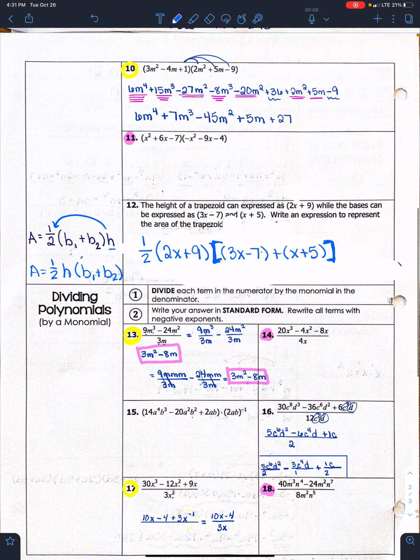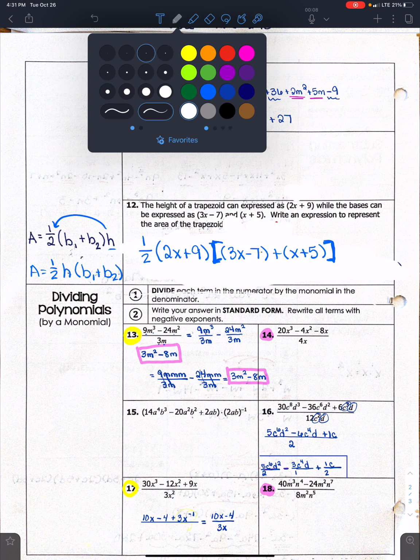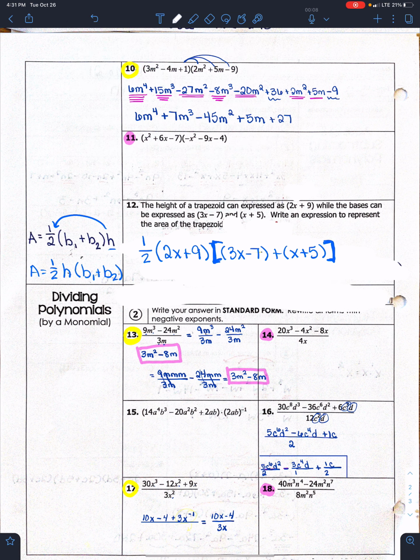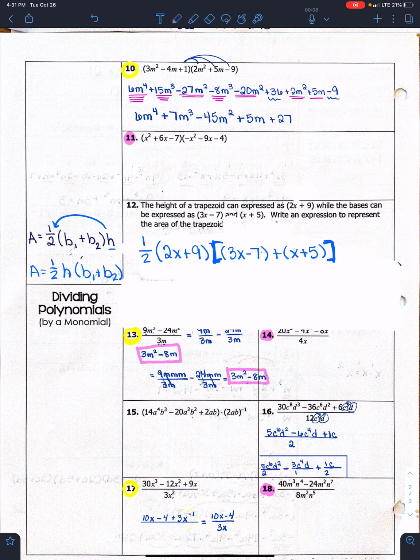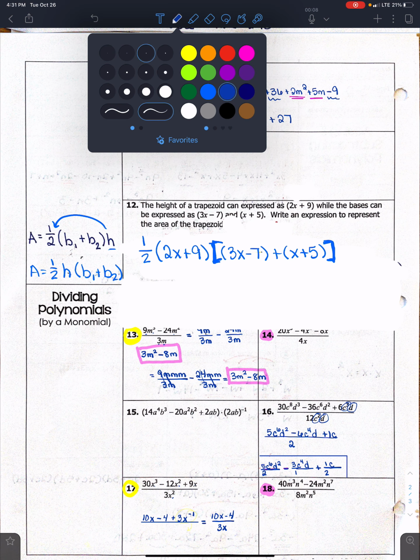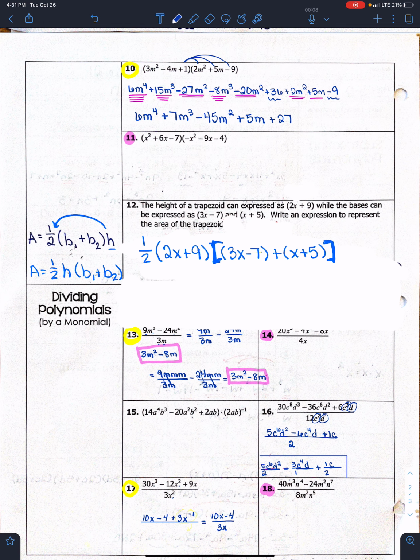Sorry, I'm just trying to erase some of this so I have more room to write. Give me just a second here. If I add those two together first, I have 1/2 times 2x plus 9. In here we have 3x plus x, so that gives me 4x. And then negative 7 plus 5 gives me negative 2.